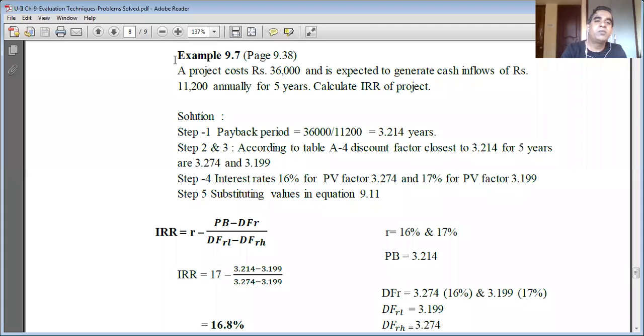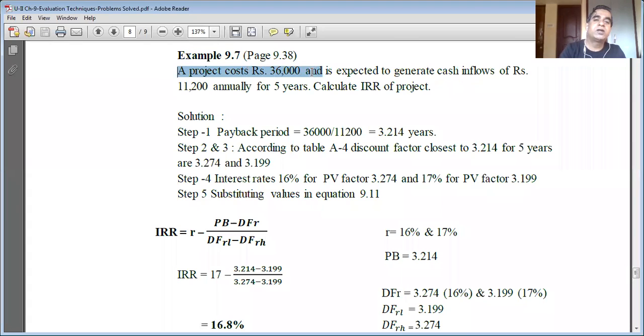So this is example 9.7. This is a new problem. It doesn't depend on example 9.6. Remember, we used the data for all the previous problems, right from accounting rate of return. Now this is a new example, with new data.